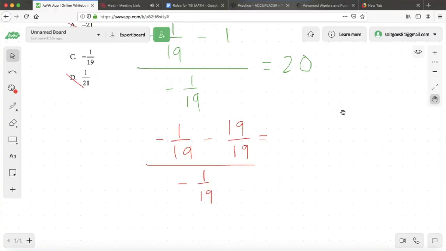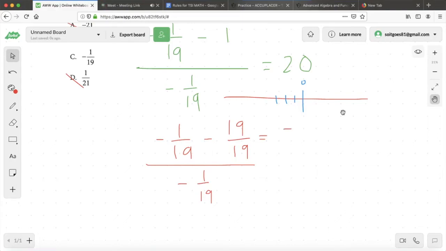Negative 1 minus 19. Have you ever worked with a number line before? We've got 0, and then negative 1, negative 2. We're taking negative 19 and making it even more negative, because we're adding a negative 1. So it's 19. Oh, I'm sorry, negative 1 minus 19 equals negative 20. Does that make sense? Yes.